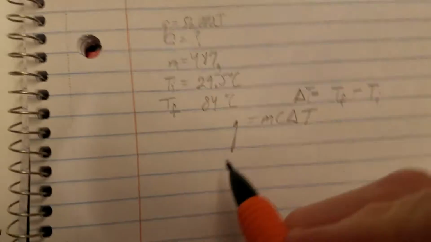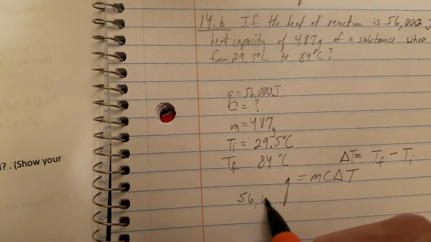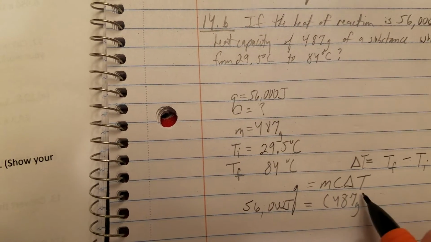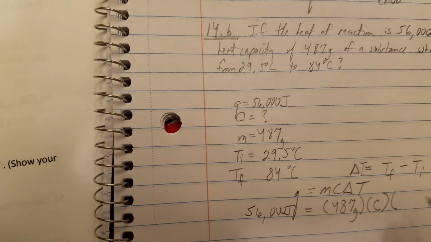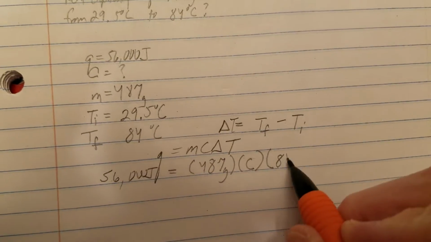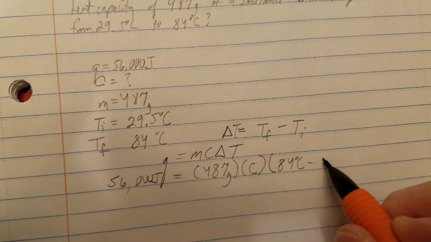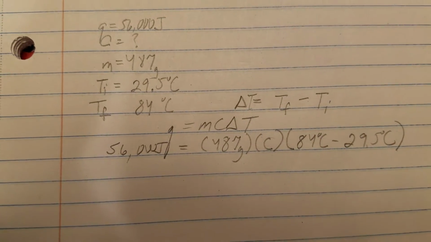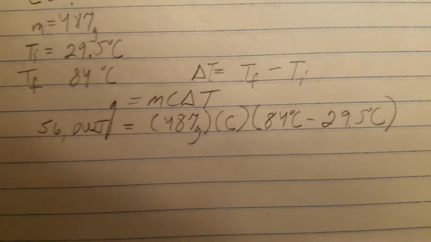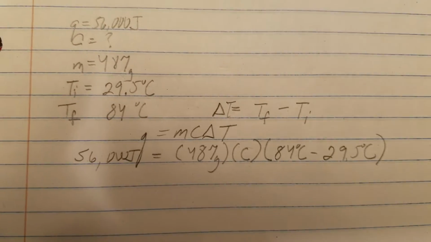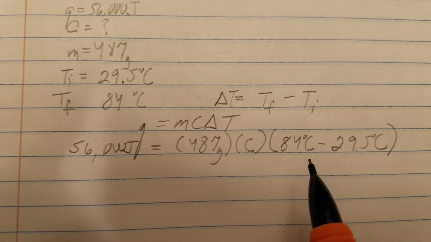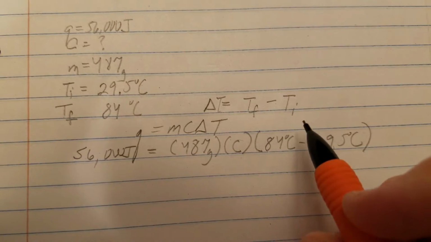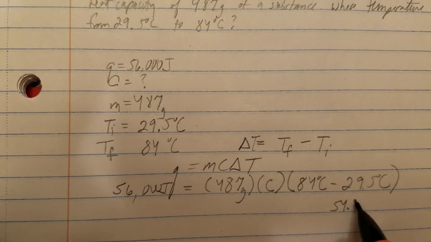and solve for C. So we have 56,000 joules over here, 487 grams here. We're looking for the C. Our final temperature is the 84 degrees Celsius. Our initial temperature was the 29.5 degrees Celsius. And then the rest now is just doing the math. So if we subtract these two values, the 84 and the 29.5, you're going to get 54.5.